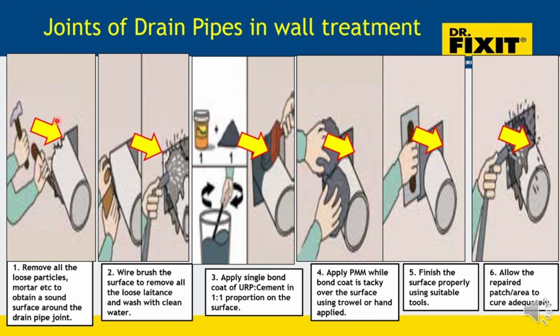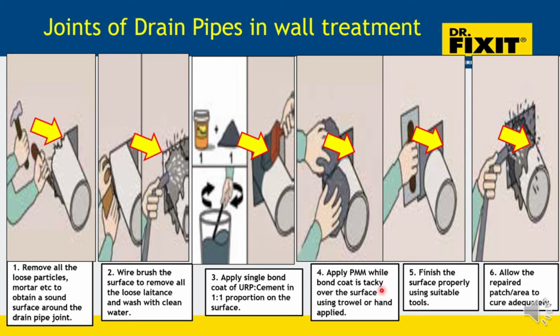When you see any new construction, or any pipe is broken and you want to replace it, this is the process of how you have to do it. With the help of this image, I am trying to explain. First, remove all the loose particles, mortar, etc. to obtain a sound surface around the drain pipe joints. Then wire brush the surface to remove all the loose particles and wash it with clean water. Then apply as usual the 1:1 bond coat with 1 part of cement and 1 part of URP.